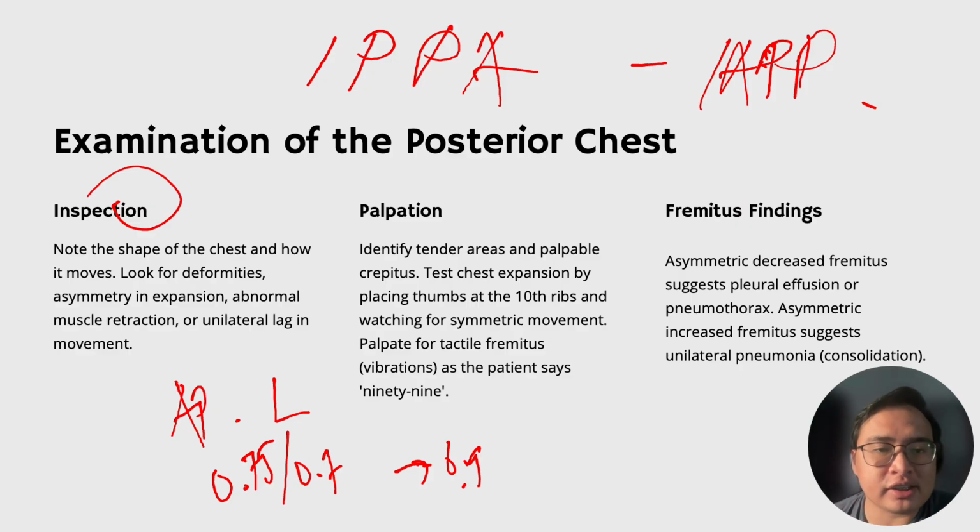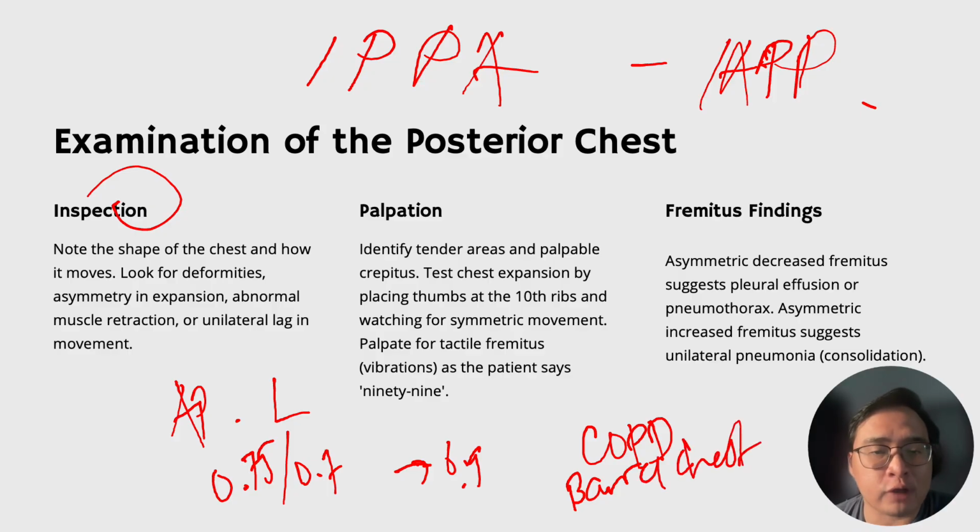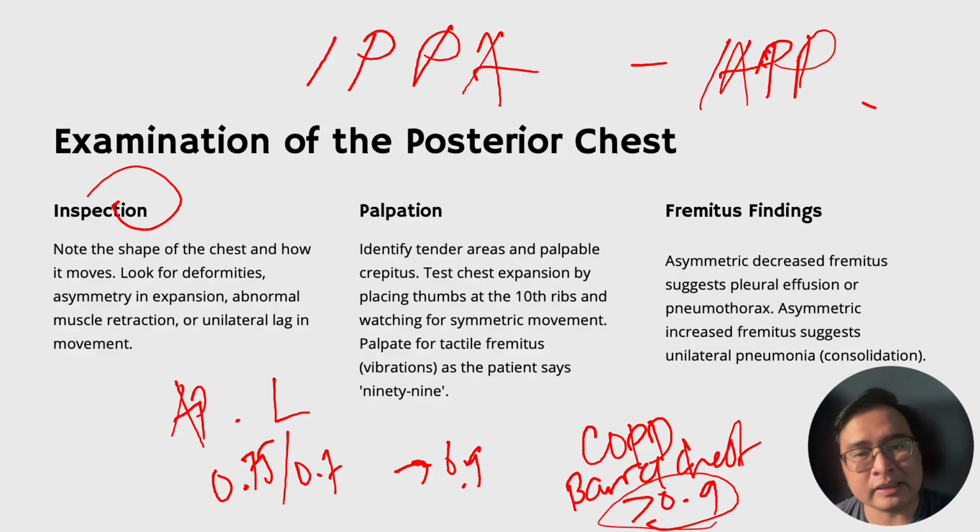Because in some conditions such as chronic obstructive pulmonary disease, they have a finding called barrel chest, in which their ratio of the anterior-posterior diameter to the lateral diameter becomes greater than 0.9. Okay? In other words, the shape of their thorax becomes more circular.